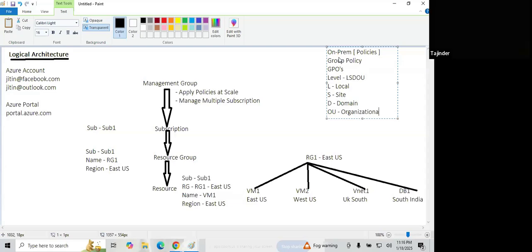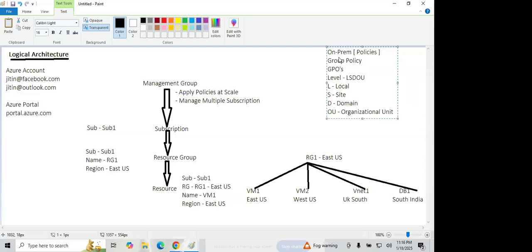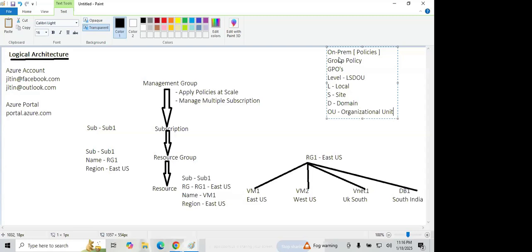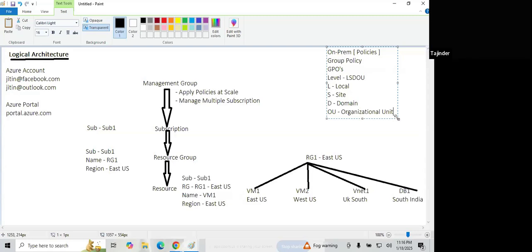Okay, so if one laptop is in local, so say there are five laptops or five machines, how can we push everything in, say, the Facebook OU? An OU can have multiple domains. So we can say anything in Facebook marketing, push it, and then Facebook marketing Chicago, push it, like that.